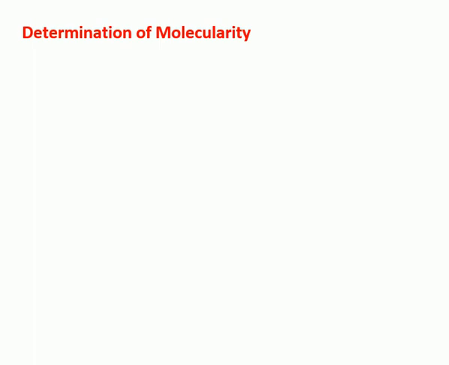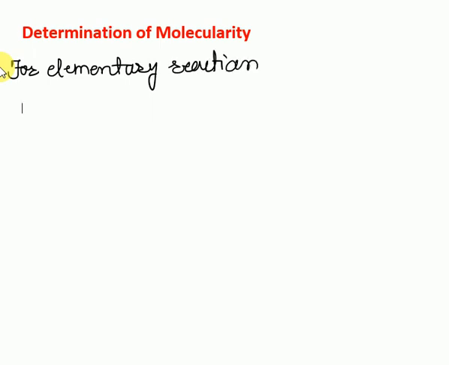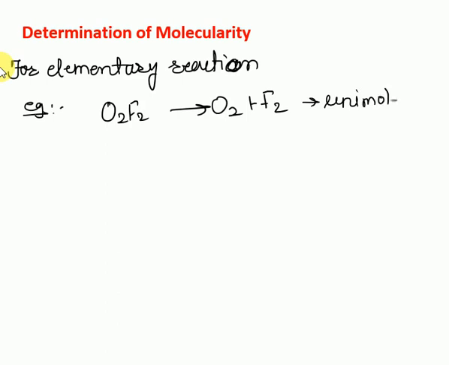For example, take some examples of elementary reactions. For a simple or elementary chemical reaction, an example is O2F2 gives O2 plus F2. Now only one molecule is involved here, the reactant is only one, that's why it is a unimolecular reaction.